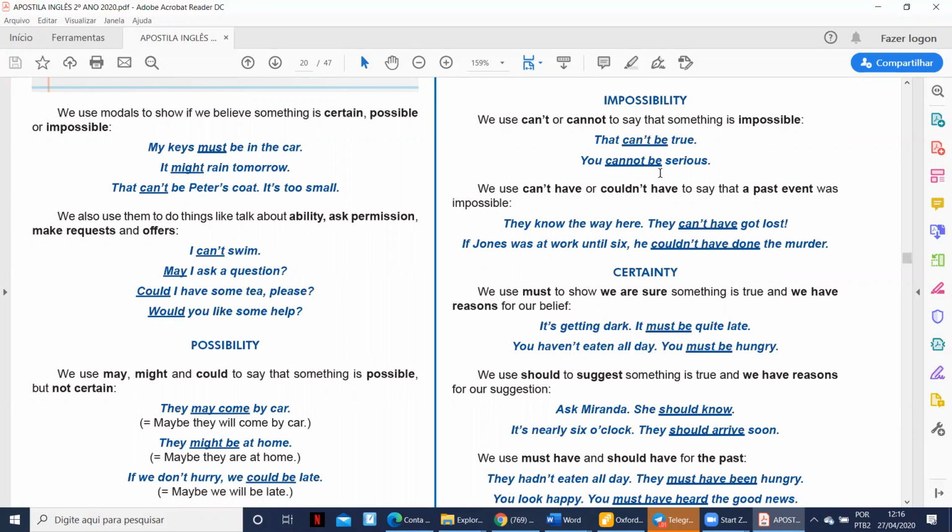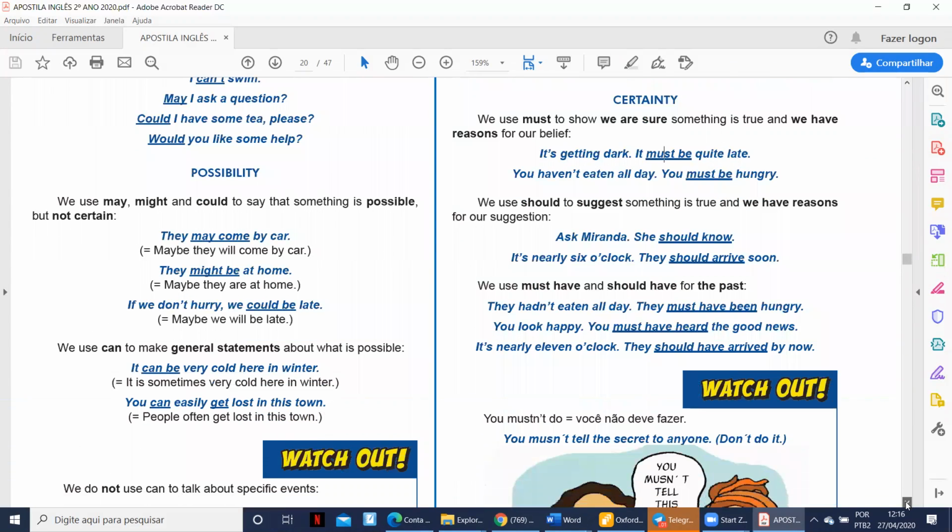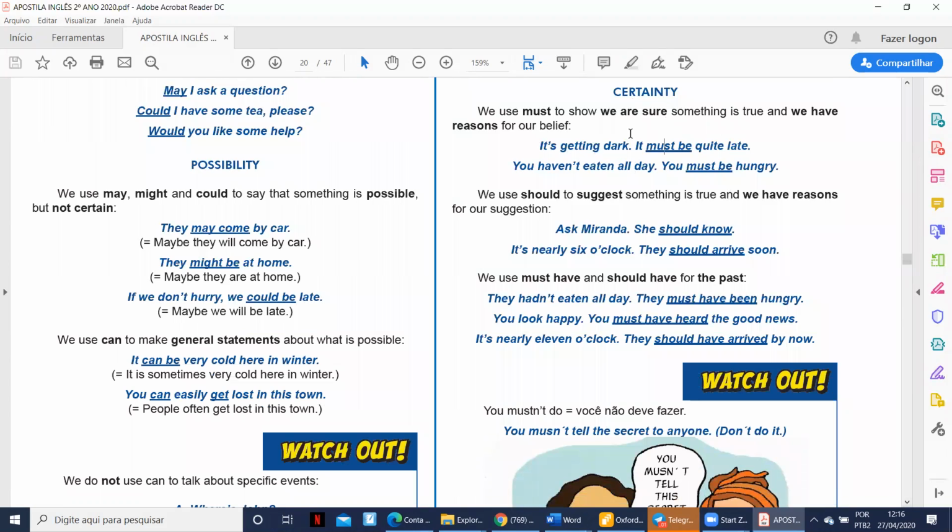For example, you cannot be serious or you can't be serious, okay? With could, to talk about something impossible, impossibility in the past, use couldn't. He couldn't have done the murder, okay? Now about certainty.